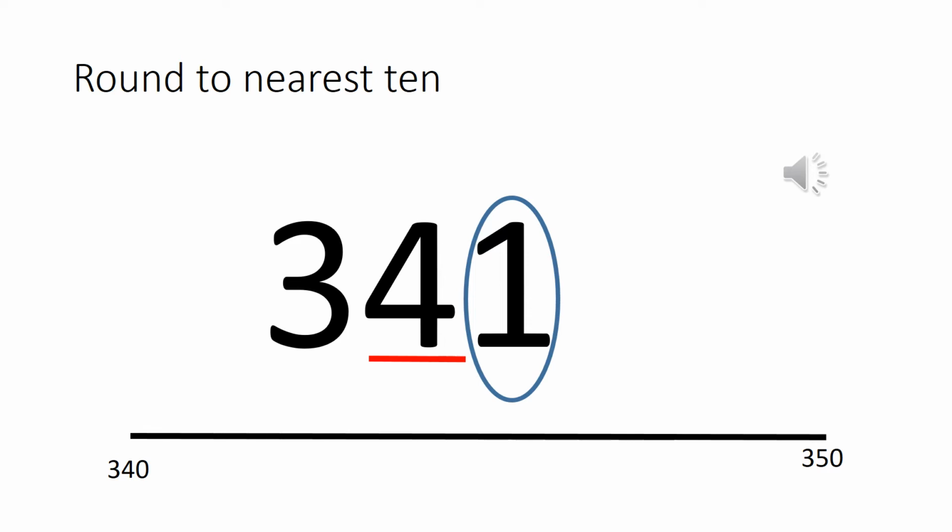Now this digit, number 1, will tell me whether I'm going to round up to the next 10, to 350, or round down to the 10 that I've just passed, which would be 340. The digit number 1 is less than 5, so the numbers between 0 and 4 we round down, 5 to 9 you round up, so I'm going to round down to 340. This should be very familiar to you.